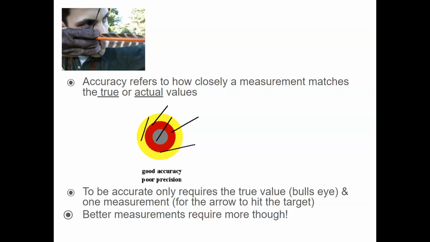Those true or actual values can be given to you. They can be from material that we've collected. There are lots of handbooks that contain all kinds of values for different things that have been measured over the course of years. To be accurate really only requires that you have one value that hits the bullseye. But the problem with that is we don't always measure very accurately, so we try to do more than one measurement. More measurements is better.